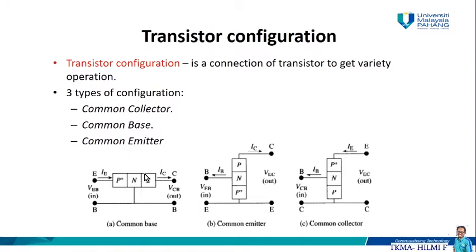If you look here, the circuit is a bit different. For common base, the base is set as common, where the input is from the emitter and the output is at the collector. And then we have the common emitter. The emitter is the common terminal, where the input is from the base and the output is at the collector. And then we have the common collector, where the input is from the base and the output is from the emitter.